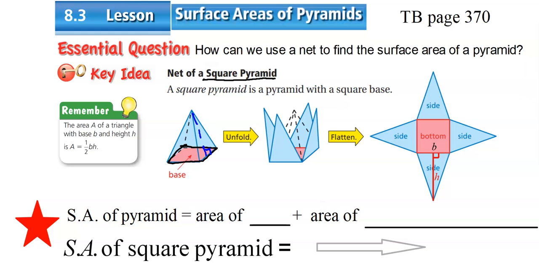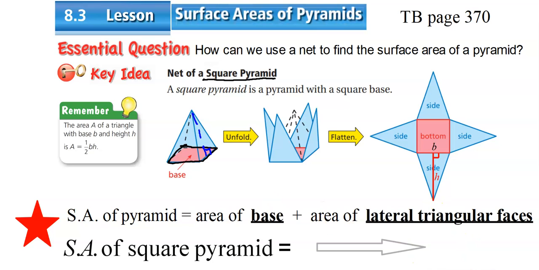So the surface area of a pyramid is equal to the area of the base plus the area of the lateral triangular faces. Now with different shapes of pyramids, there could be different numbers of lateral sides. But for a square pyramid, there's always going to be four sides because a square has four sides on it.